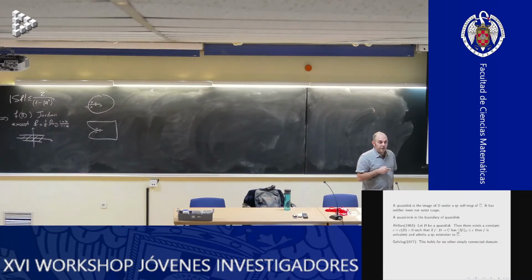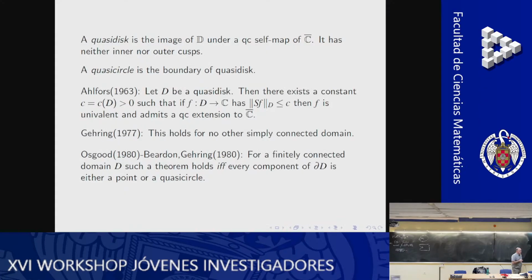Good. That's all for simply connected domains for the moment. And what about if we have holes? Osgood proved that for domains with finite connectivity and such that each connected boundary component is either a point or a quasi-circle, for these types of domains, you can have a univalence criterion. And then Beardon and Gehring showed that this is sharp as well. Okay, so criteria of this type can only happen in these domains.